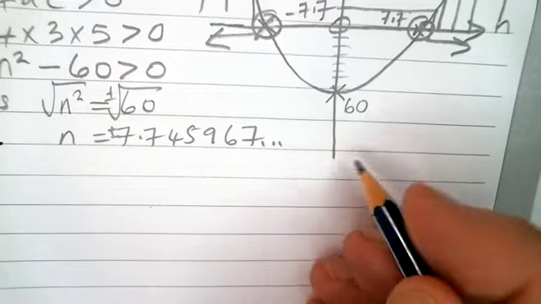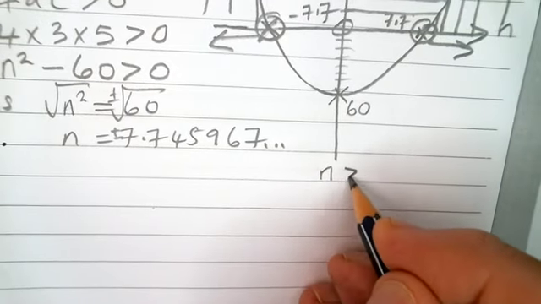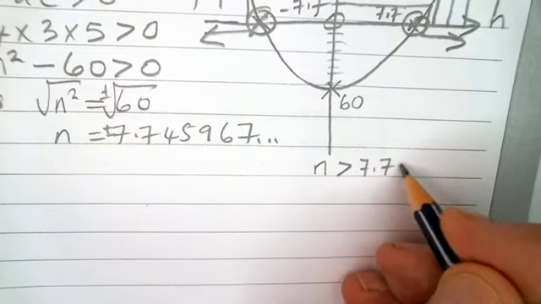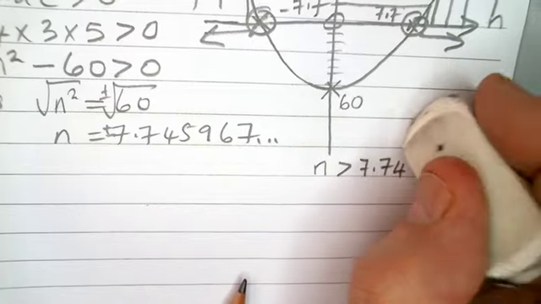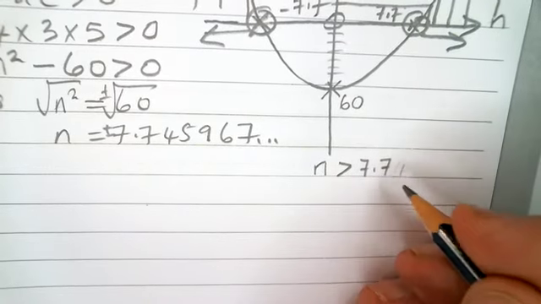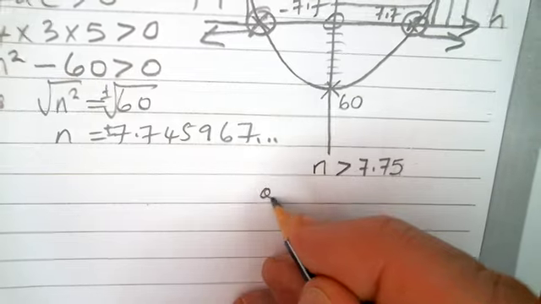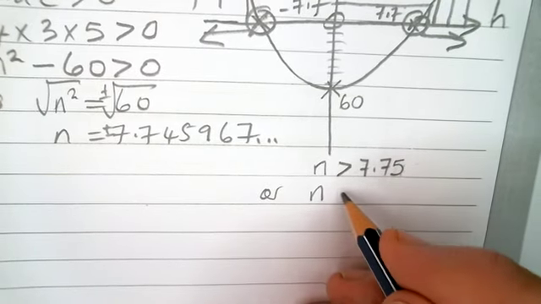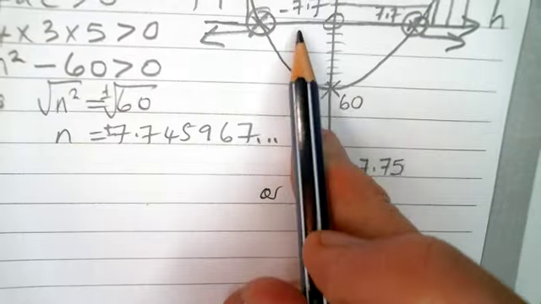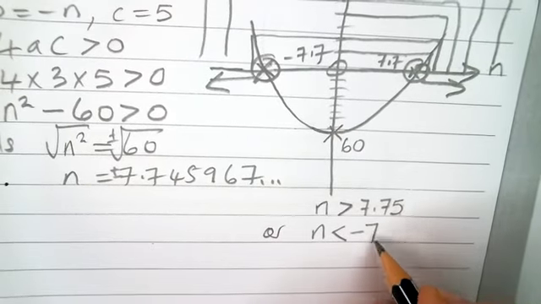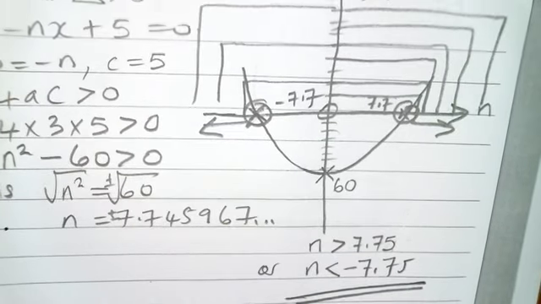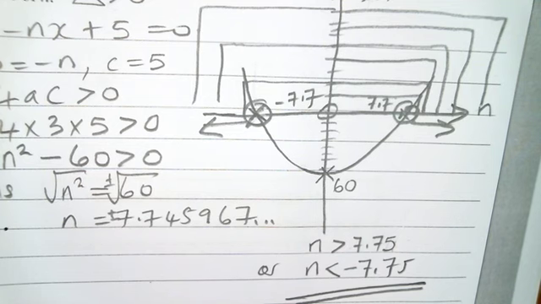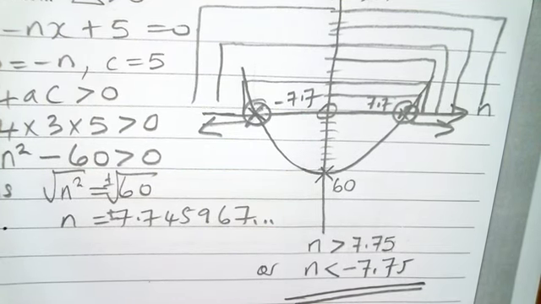But the fact is, the values of n are going to have to be greater than 7.745. I'll call that, to 2 decimal places, 7.75, or n is going to have to be less than negative 7.75. And that would be my solution. And we get there pretty much by drawing the graph. I think drawing the graph is a useful thing, and you can kind of see how it all plays out if you do that. Hopefully that makes sense.